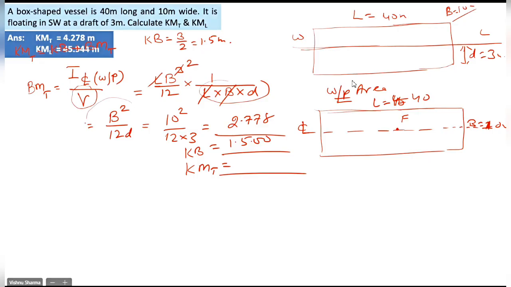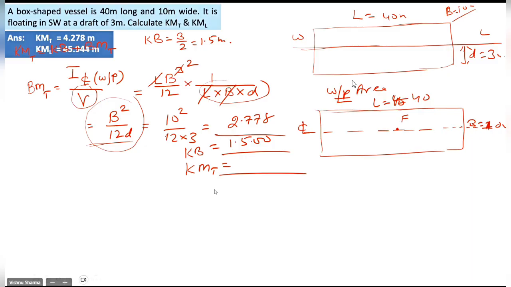In phase 1, I asked you to mug up this formula for a box-shaped vessel, you remember? Those of you who appeared in phase 1 in the morning paper had a question where this formula was to be used, right? Yes, sir, to find KM. Yes, sir, a dry dock question on this. Now you understand why it was B squared by 12D. Okay, beta.